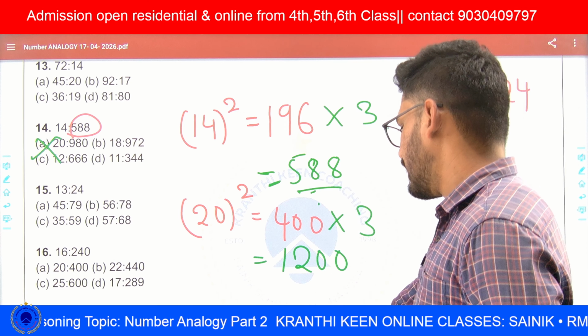Again, now let's see this. 45, 79. 45 plus 11 is 56. But it is 79. It won't be our answer. Now if we say 56 plus 11, how much will it be again? 67. So it won't be our answer. Again, say the third option, 35 plus 11. 35 plus 11 is 46. It also won't be our answer.